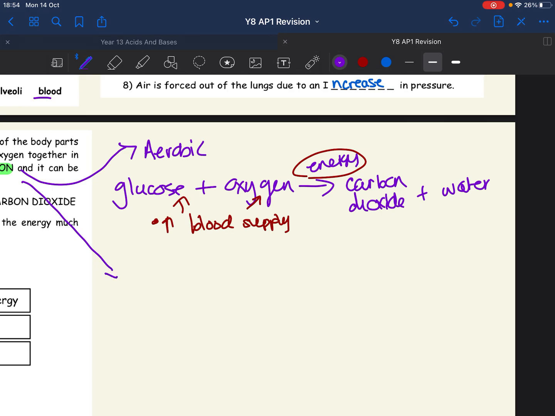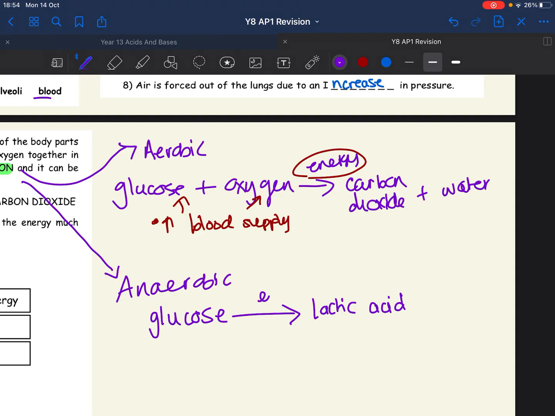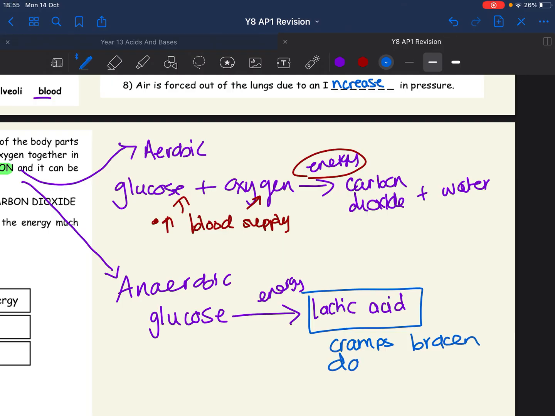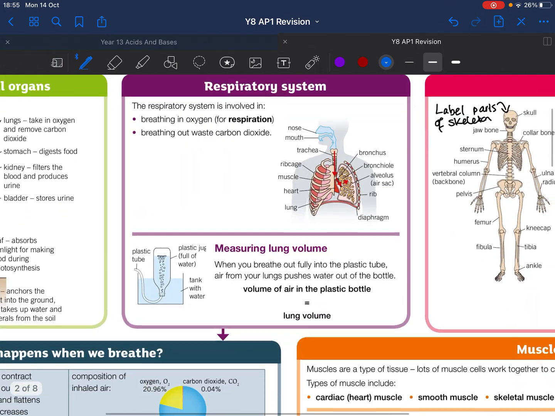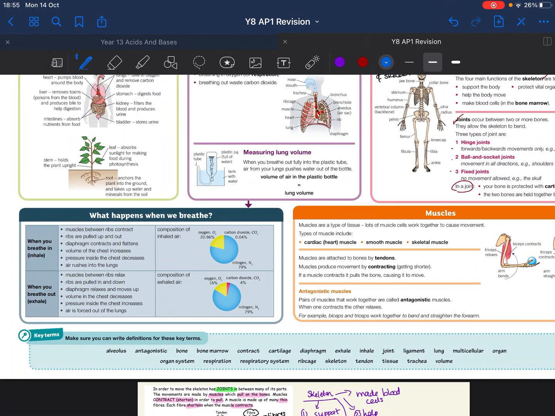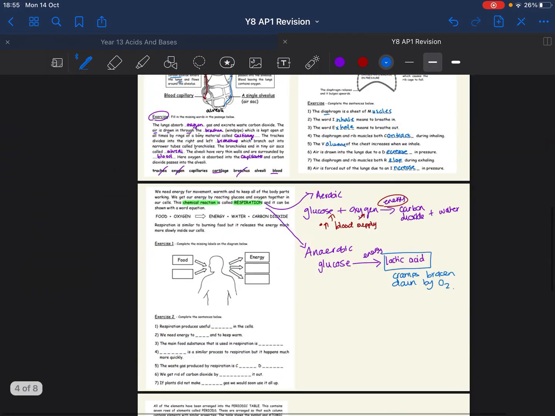And the other type of respiration is anaerobic. Anaerobic respiration is when there is not enough supply of oxygen. So then we will have glucose being broken down in the absence of oxygen into lactic acid. This will also release energy, but then the lactic acid, because it can cause cramps, muscle fatigue, needs to be broken down by oxygen. And that is respiration. I would look at your knowledge organizer. Just scroll back up, oopsie, two up. And I will look at respiration a bit more.